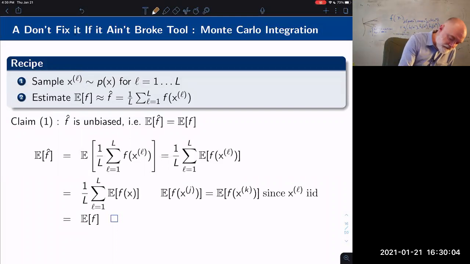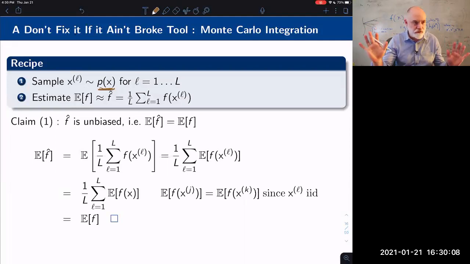So if you have the ability to sample from this distribution, and remember, this could be a posterior distribution. We're going to talk about situations in which this distribution is unnormalized, which means we don't know the normalization constant, but we'll still be able to sample from it. That's critical, right? We can sample x_l. If we can do this for a bunch of l's up to capital L, then we can form an estimate of the expected value of the function by just averaging the function evaluated at those points.